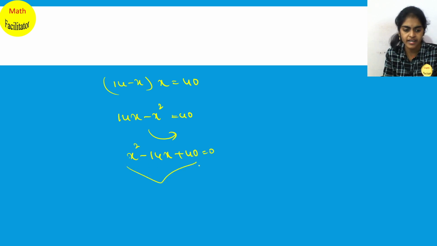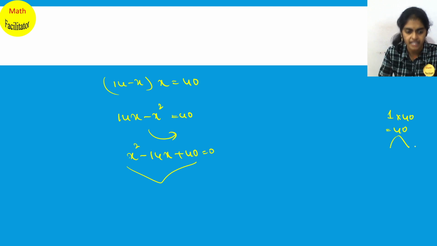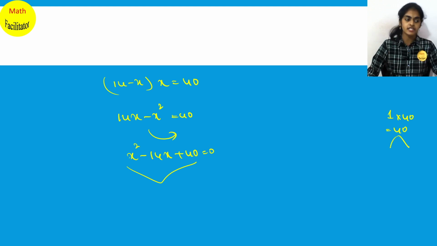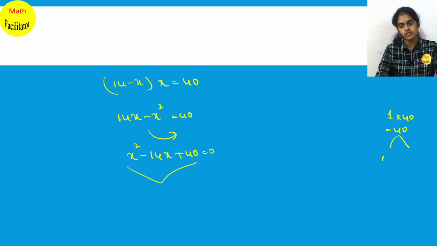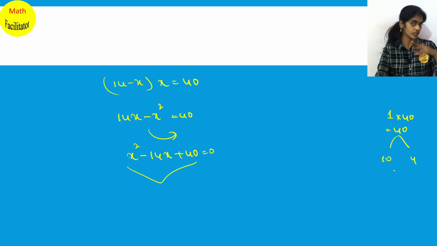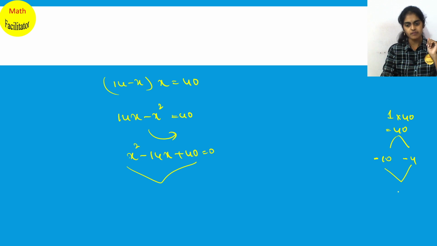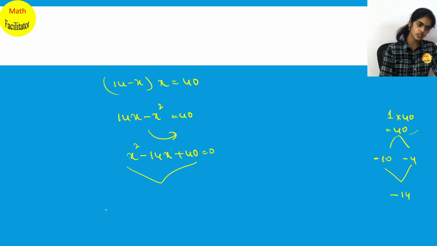Now again you have to factorize. So 1 into 40 you will get 40 here. Now the factors of 40, I have to get minus 14. So what factors can I take to get minus 14? So 10 and 4 will give me 40, and 10 plus 4 will give me 14. But minus 14 you want, so take two negative factors. So minus 10 minus 4 is minus 14 and minus 10 into minus 4 is 40. Now it is satisfying.